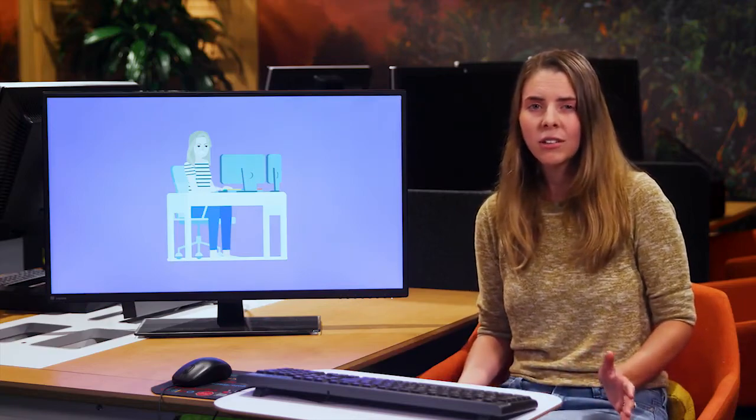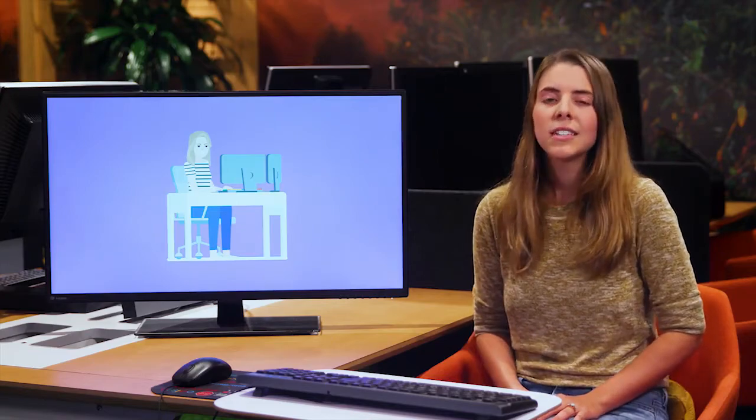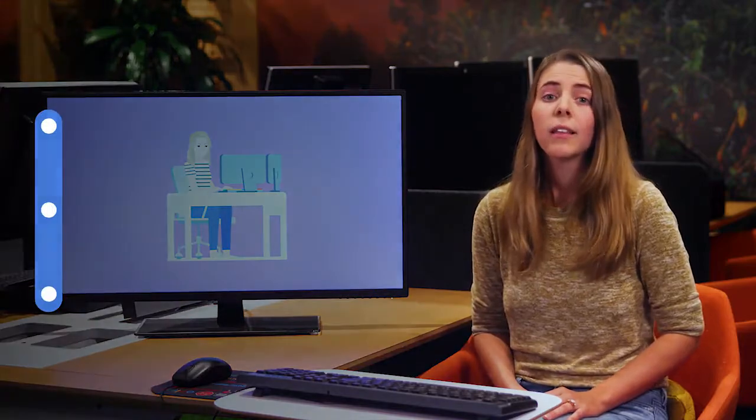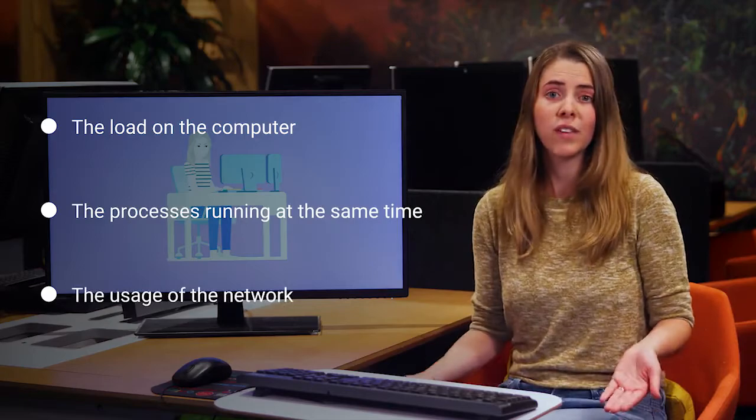If that's not possible, you'll need to resort to monitoring the environment when the issue triggers. Depending on what the problem is, you might want to look at different sources of information, like the load on the computer, the processes running at the same time, the usage of the network, and so on. For bugs that occur at random times, we need to prepare our system to give us as much information as possible when the bug happens. This might require several iterations until we get enough information to understand the issue. But don't lose hope.